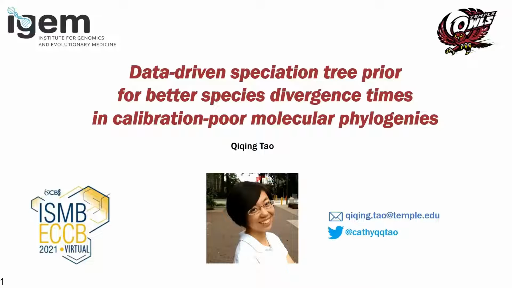Today, I would like to talk about data-driven speciation tree prior for better species divergence times in calibration-poor molecular phylogenies.